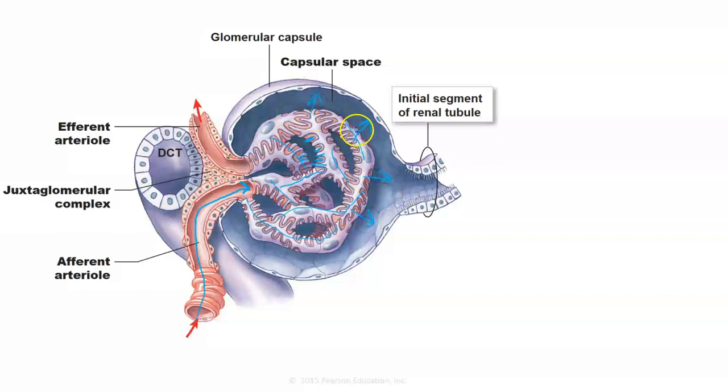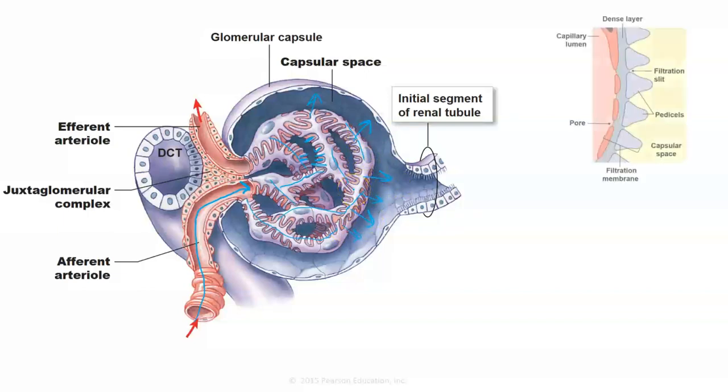You wouldn't ever lose things like larger proteins. You wouldn't ever lose things like cells normally out of the blood in this process. It's really just only the fluid and whatever is dissolved in it.